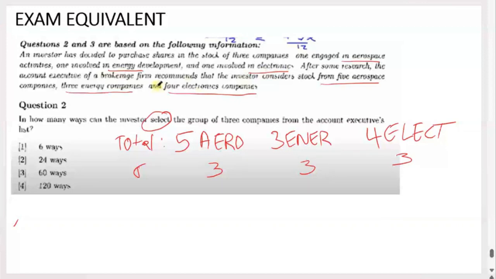And then remember, we're saying we are using a combination. So now your formula here is going to be equal to C. Your R is 3, and then this is 5. Here you are going to have C, your R is 3, 3, 3. Am I right? Which question is this one?